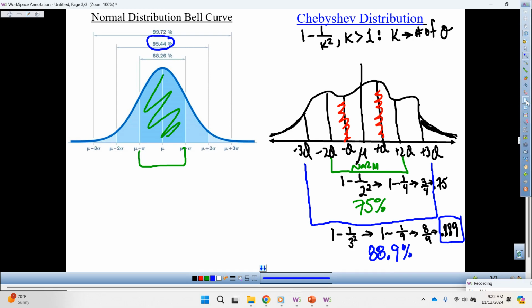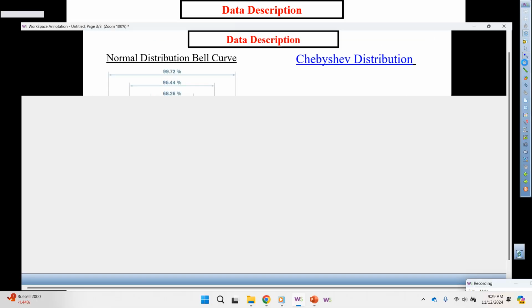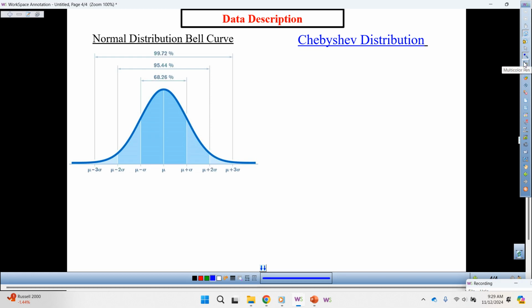So, check this out. Let me just double check to make sure we got it. Look up, please. Writing utensils down. So, if I was Chebyshev, pay attention, look up, and I said, I want you to tell me what standard deviation I am on, because I'm Chebyshev, yes? If I'm talking about 88.9%. Tell your neighbor, what standard deviation am I on according to Chebyshev? Talk it over with your neighbor, please.